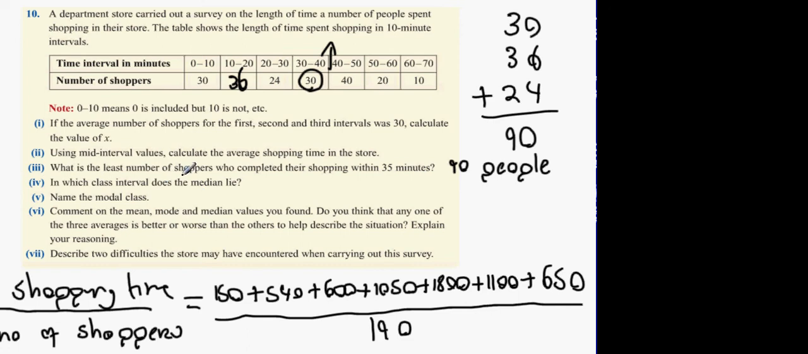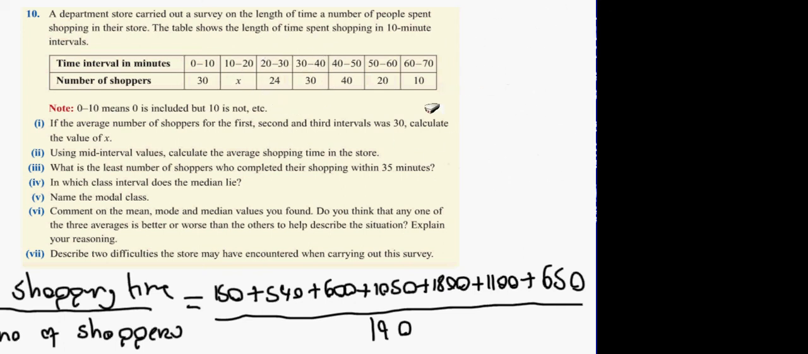Now, which class interval does the median lie in? The median, there's 90 people in total. Oh, sorry, there's not 90 people in total, there's 190 in total. So there's 190 in total, and you divide by 2, and you get 85. And because it's an even number, it has to be the 85th and 86th people that give the median.